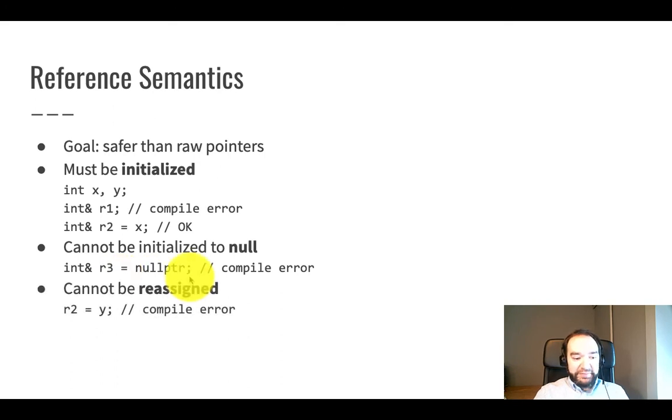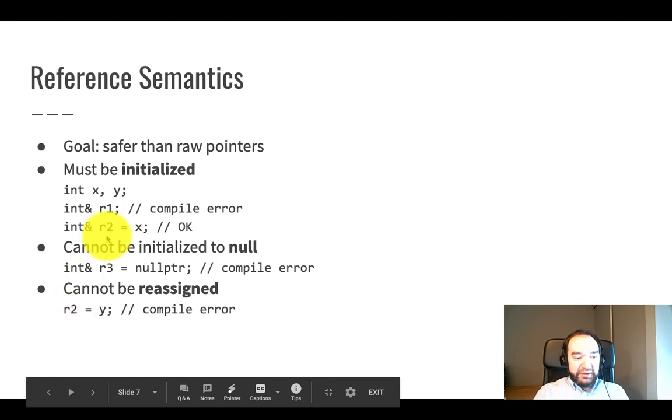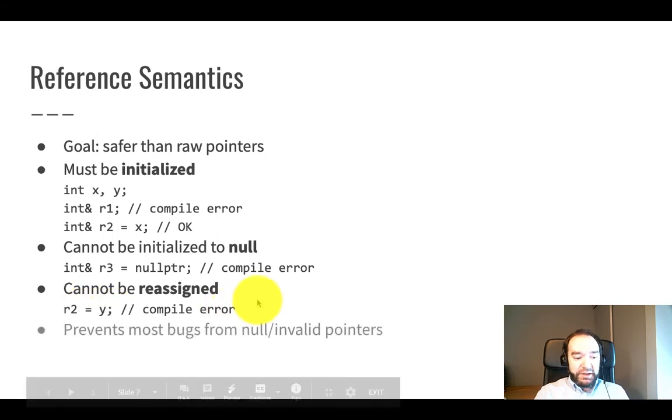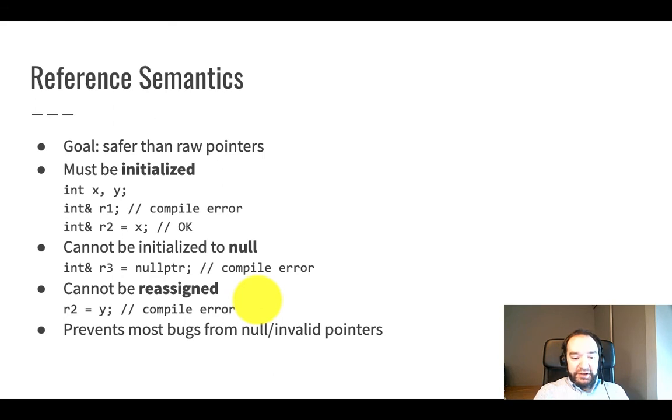That's just not allowed. Likewise, a reference cannot be reassigned. Once you initialize a reference to refer to a given object, that's it. That reference refers to that object as long as the reference is around. So I initialized R2 to refer to X. If in the same program I try to reassign R2 to now point to Y, that is not allowed. That's a compile error.